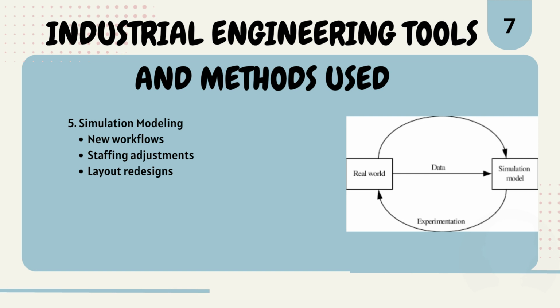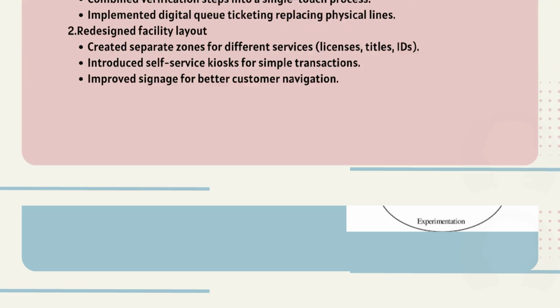As for the final method, which is called simulation modeling, the engineers come up with a few solutions that can help the workflows, like new workflows, new staffing adjustments, and new layout redesigns. This process is done in order to allow them to test different improvements before making any real world changes.